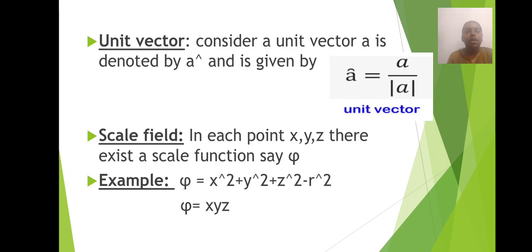The unit vector. Consider a unit vector A. It is denoted as A cap, and it is given by A cap is equal to A divided by magnitude of A. The scalar field. In each point x, y, z, there exists a scalar function, say phi. Then it is represented as x square plus y square plus z square minus r square. It is an example for the scalar field.